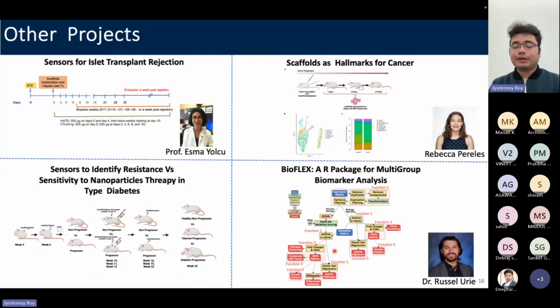And the final thing, which I'm also working on with one of the postdocs in our lab, we are trying to develop a package in R.